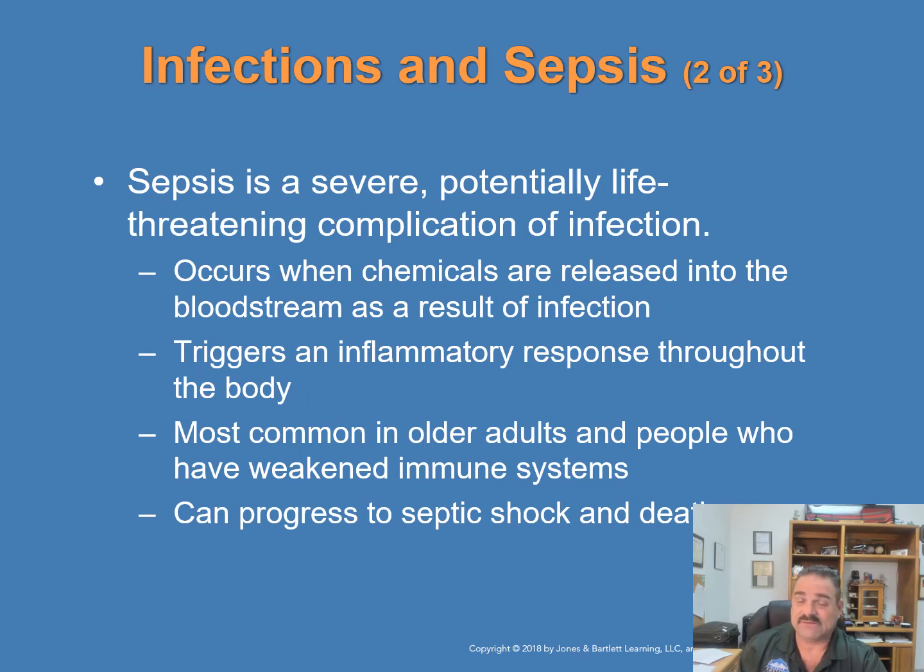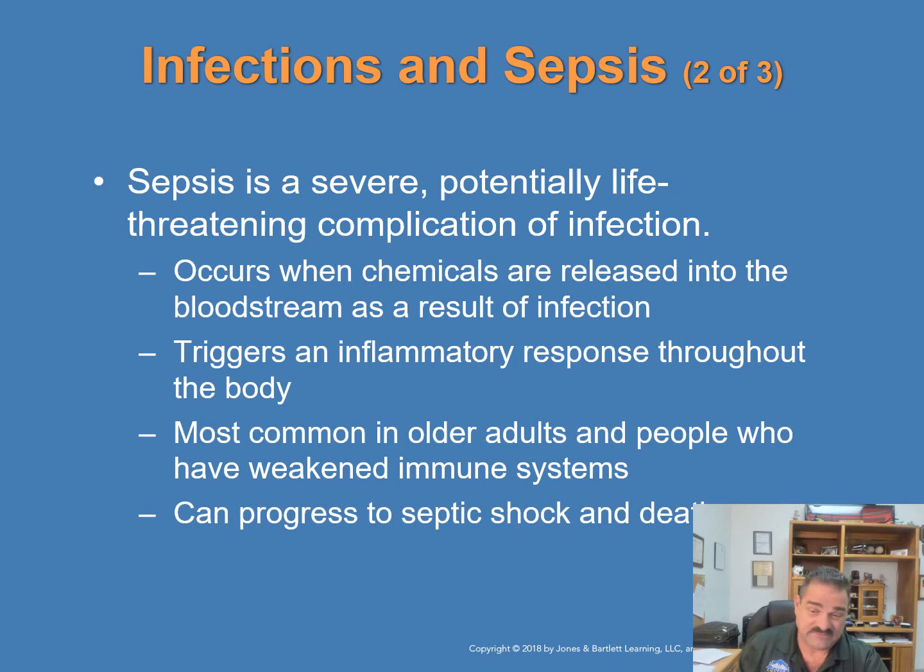Sepsis. Sepsis is when it's gotten beyond just a local infection. It's now systemic. Sepsis is severe, potentially life-threatening, and it's a complication of an infection. This occurs when chemicals are released into the bloodstream as a result of the infection. It triggers what we call an inflammatory response. Most common in older adult patients and people who have weakened immune systems. It can progress to what we call septic shock and then ultimately death.